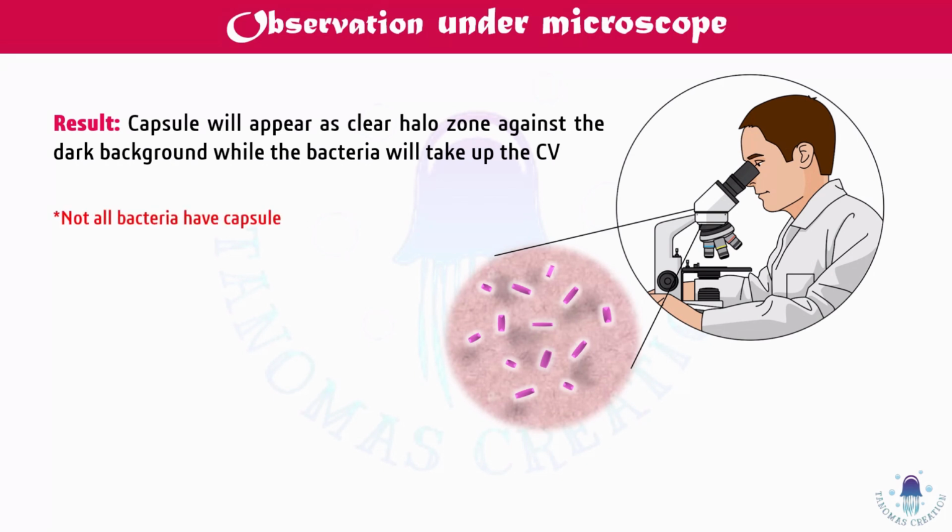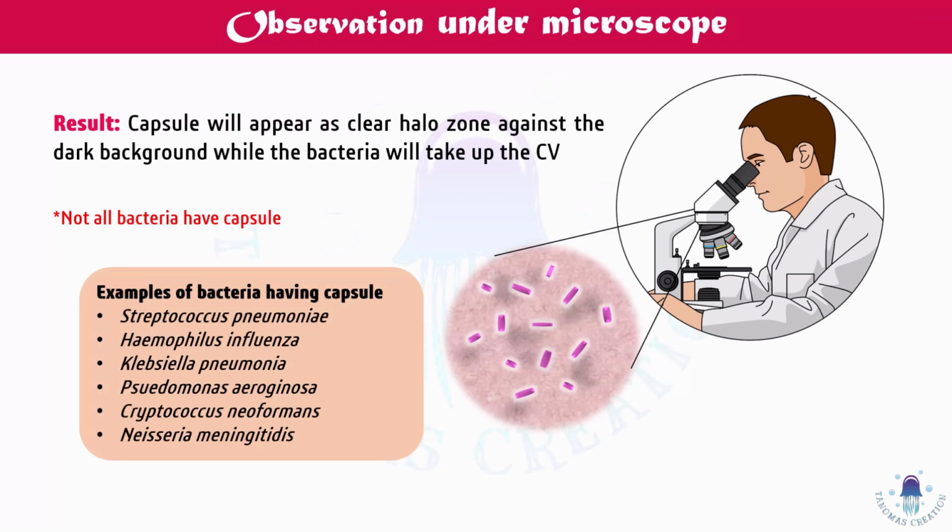Now here we need to remember that not all bacteria have capsules. Some of the microorganisms that have capsules are Streptococcus pneumoniae, Haemophilus influenzae, Klebsiella pneumoniae, Pseudomonas aeruginosa, Cryptococcus neoformans, and Neisseria meningitidis. These are the organisms that have capsules, and bacteria that have capsules are pathogenic in nature. That's why the differentiation of bacteria based on their external structure, that is the capsule, is very important, and this can be achieved by the negative staining method.